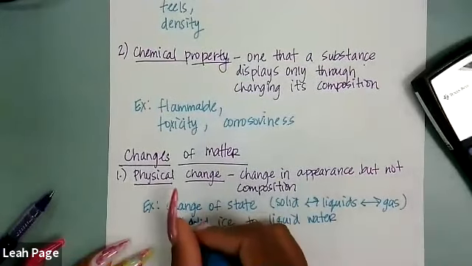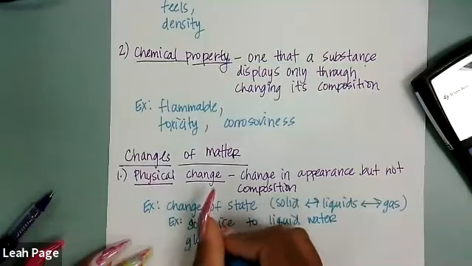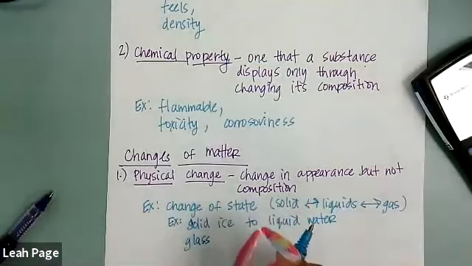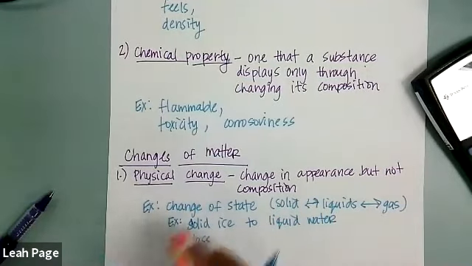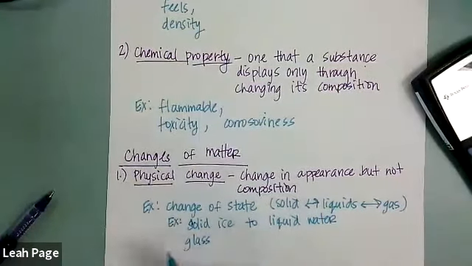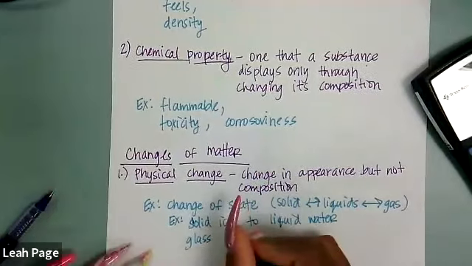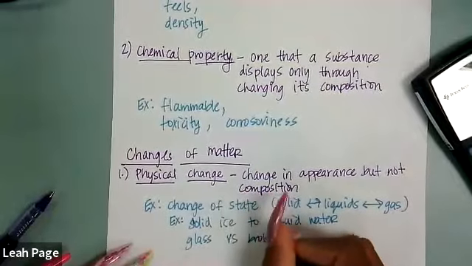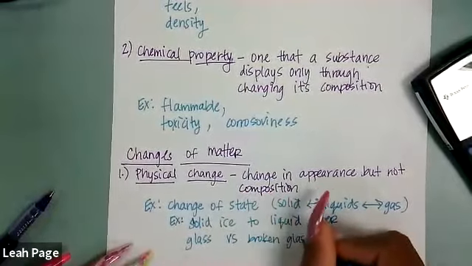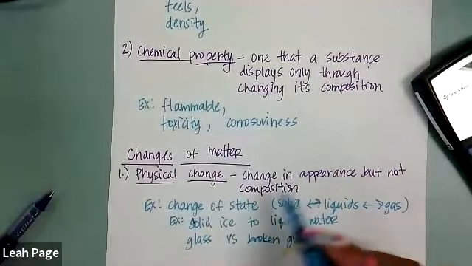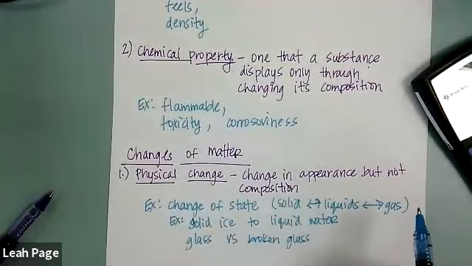Another example would just be when you have glass. If I take a glass bottle and I drop it on the floor and it shatters or breaks, the appearance of the glass is different because the shape of it is all distorted, it's in little pieces, but the little pieces are still made up of just glass. So the composition of the substance doesn't change. So I'll say glass versus broken glass. So there was a change, but you didn't change what it was made out of.